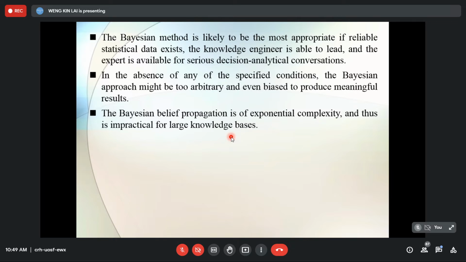The Bayesian belief propagation is of exponential complexity. So you can see what we're saying is that it doesn't increase linearly, but it increases exponentially. And therefore, if your system requires a lot of rules, a large knowledge base is not practical. Therefore, it's impractical for large knowledge bases.